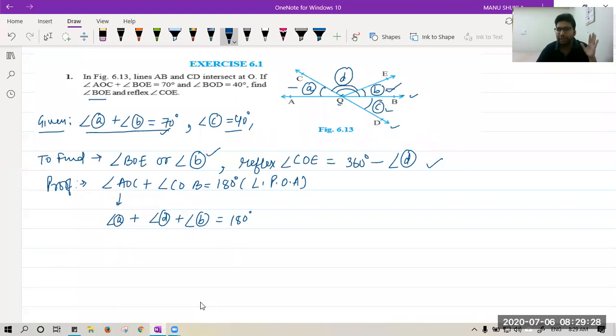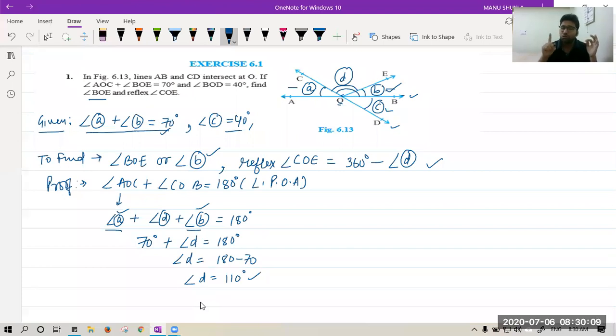What I have done is I have taken AOB as a straight line. Because AOB is a straight line, we can say A plus D plus B is equal to 180 degree. And we know the value of A plus B is given to us. The value of A plus B is 70 degree plus angle D is equal to 180 degree. So angle D is equal to how much? 180 minus 70. Angle D is equal to 110 degree. I hope we got this. How I found angle D.